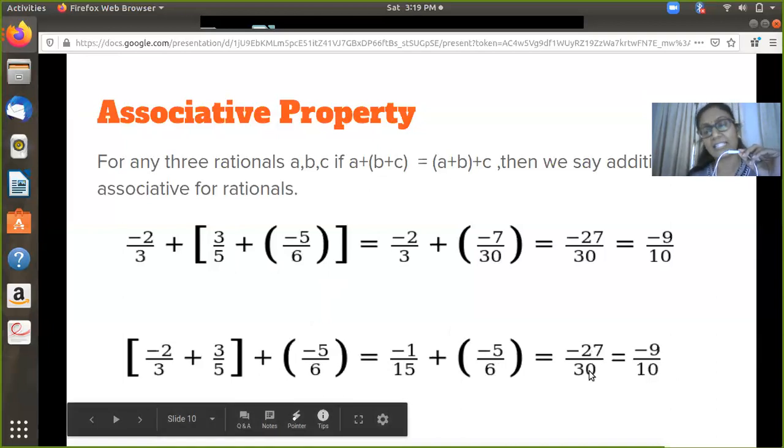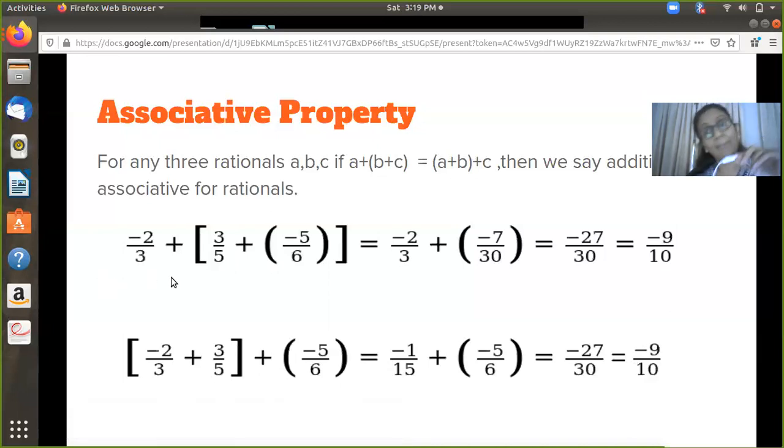And hence I get the sum as negative 27 by 30, which is once again nothing but negative 9 by 10. So I'm seeing the LHS and the RHS, both of them have come out to be negative 9 by 10. So my generalization should hold true that when I add A plus B plus C, it is the same as adding A plus B with C, or it is A plus B plus C. So this was the associative property for addition of rationals.